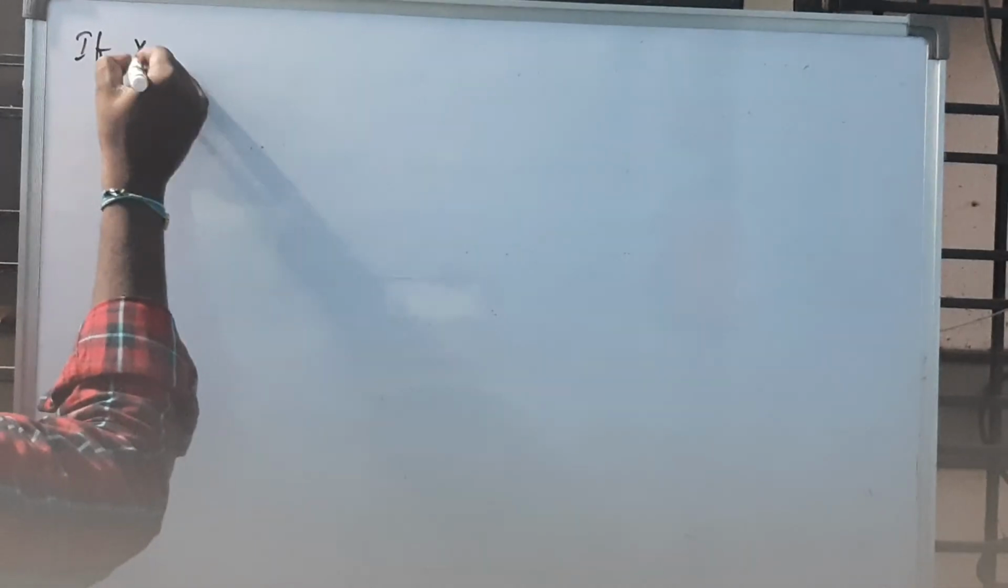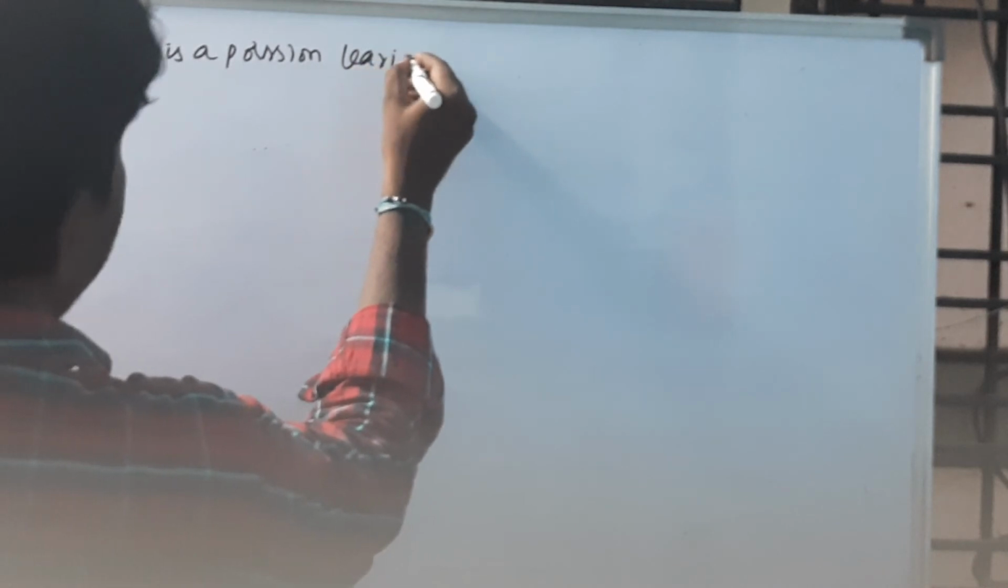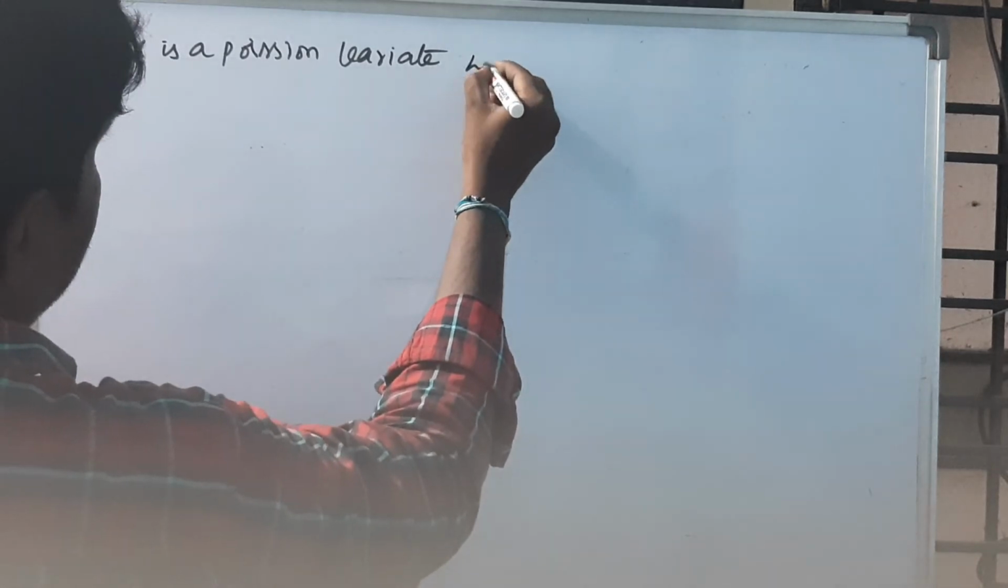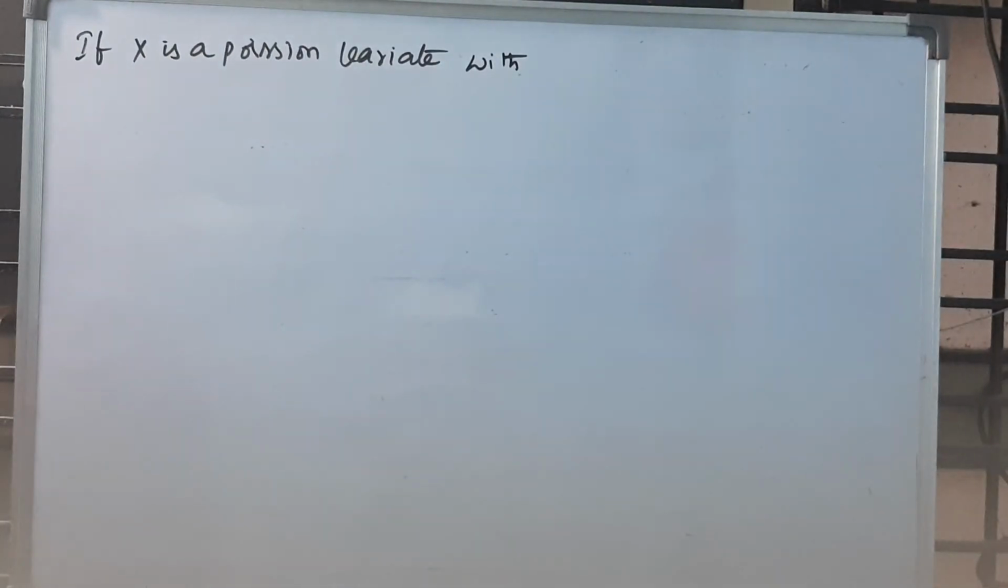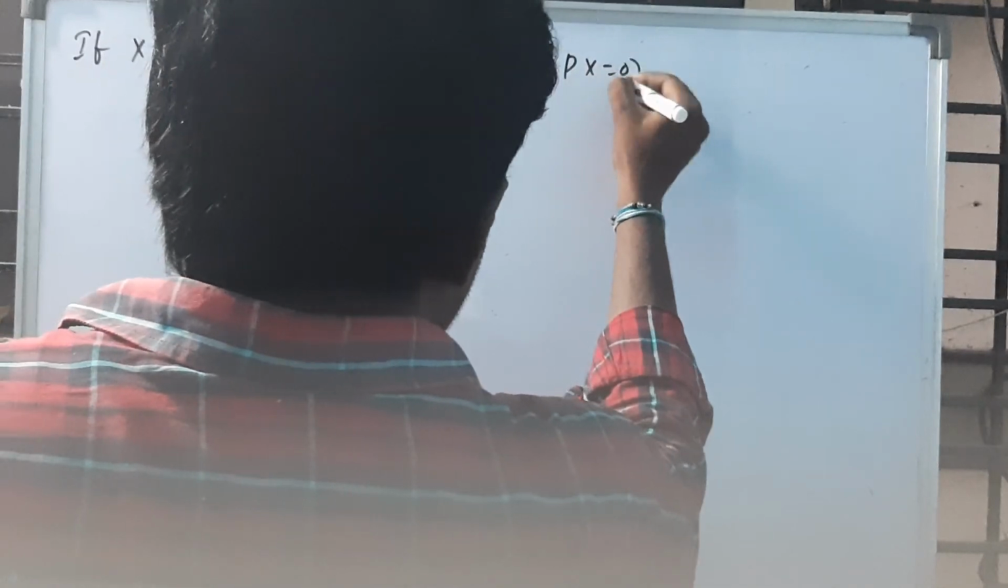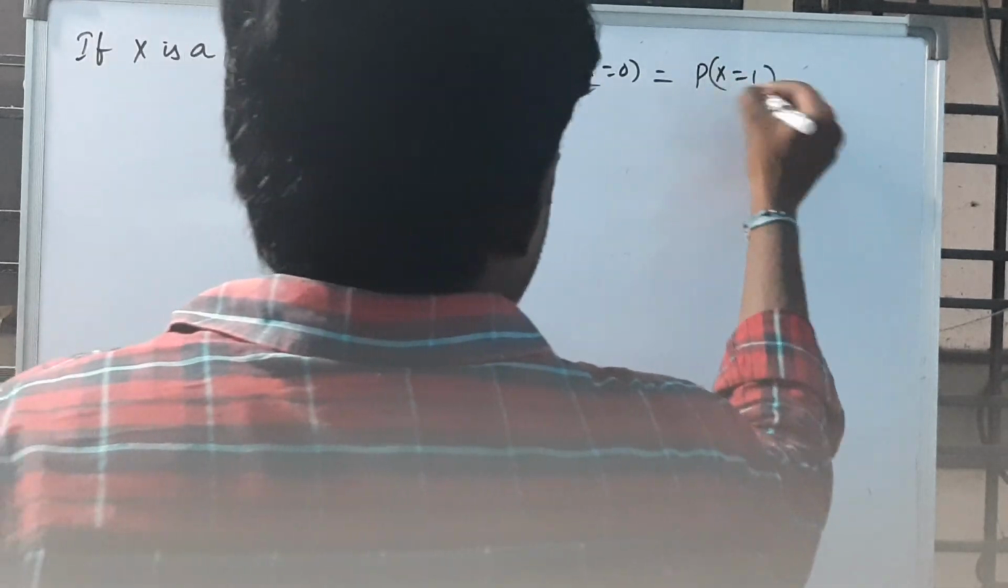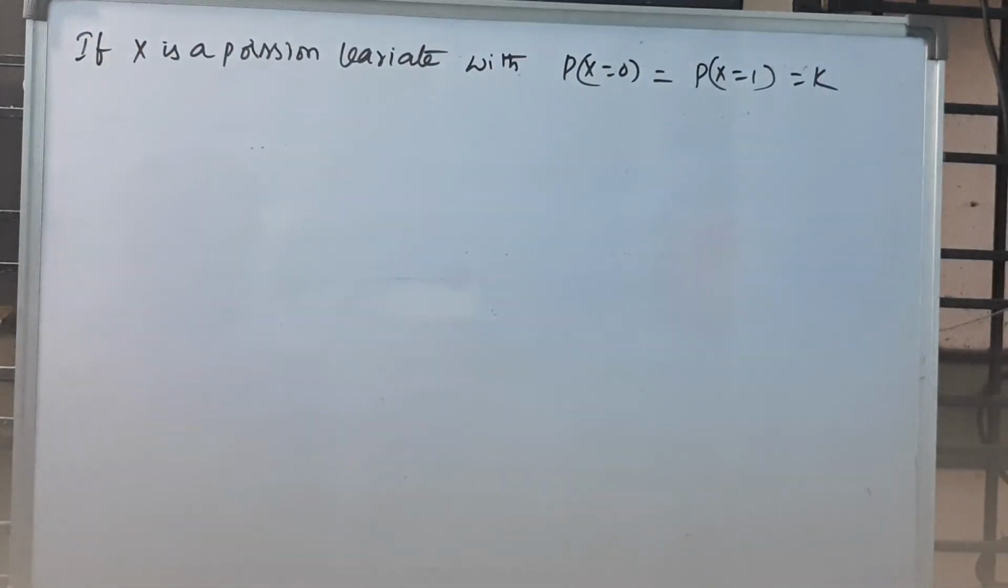See the next one. If x is a Poisson variate with p of x equal to 0 equal to p of x equal to 1, which is equal to k, then show that k is equal to e power minus 1.